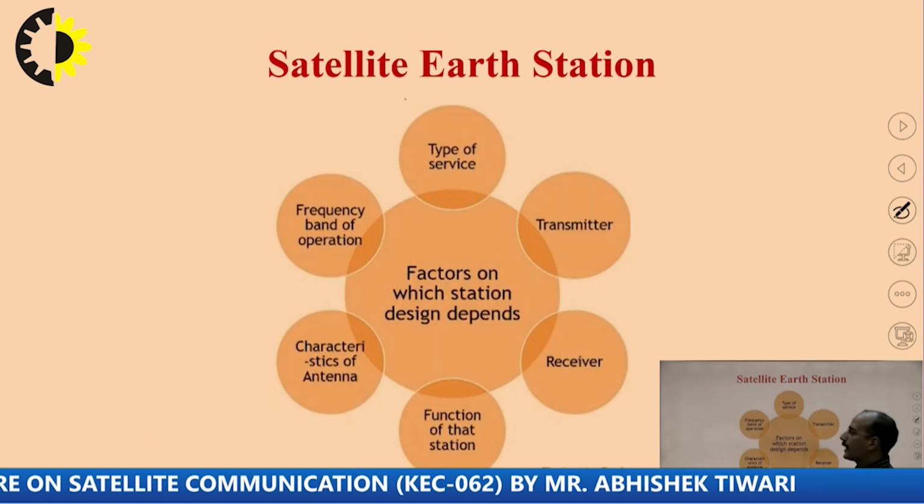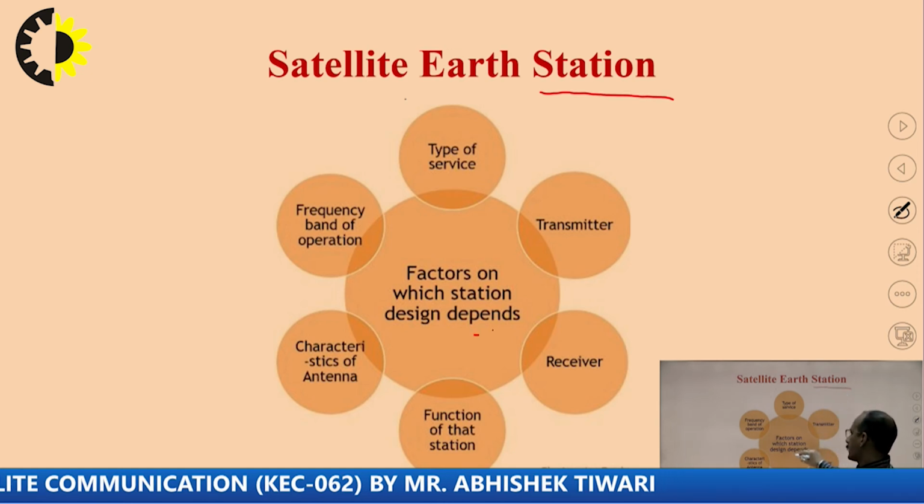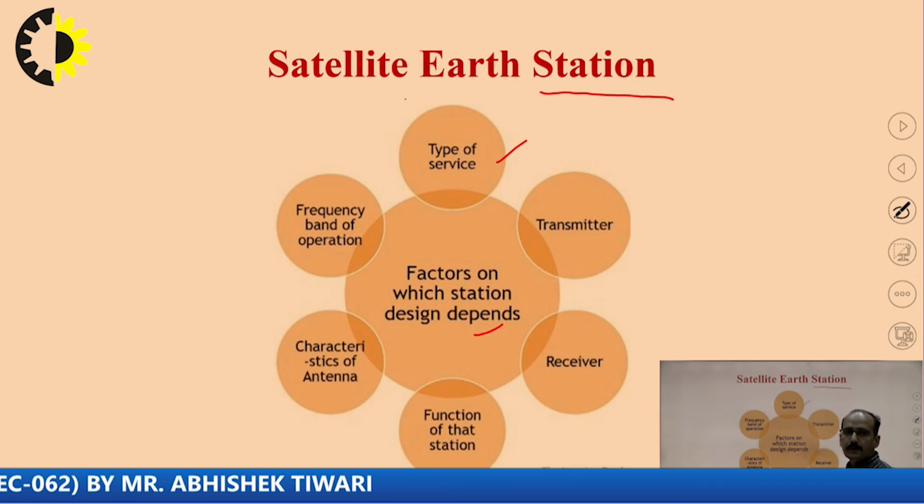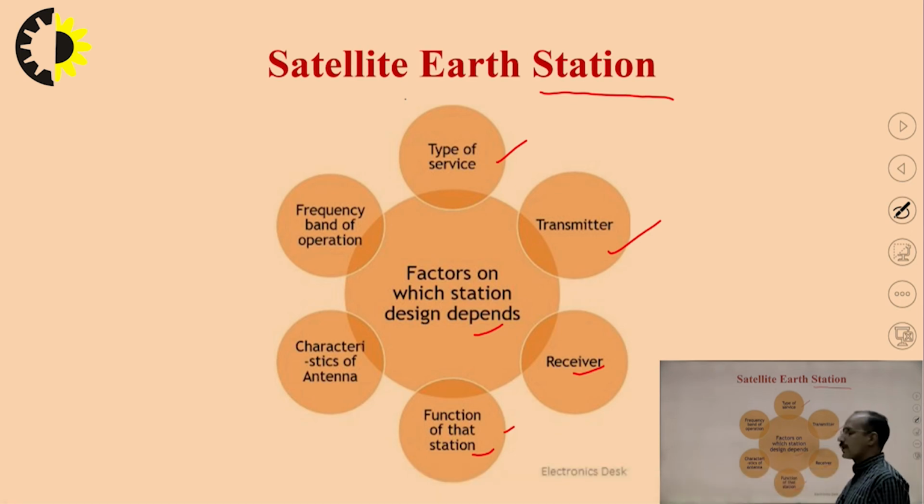These are the basic factors on which the satellite earth station design depends: which type of service you are going to use, the design of the transmitter, the design of the receiver, and the function of that specific station, meaning whether it is used for transmission or for receiving. Similarly, the characteristics of the antenna, because sometimes you use the same antenna for transmission and reception in duplex mode. The frequency band of operation is the most important, because first you have to find the frequency band for which you are going to design the earth station.